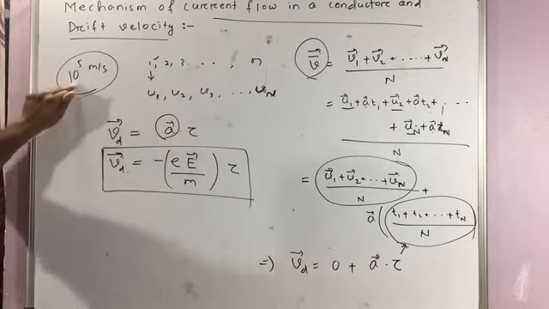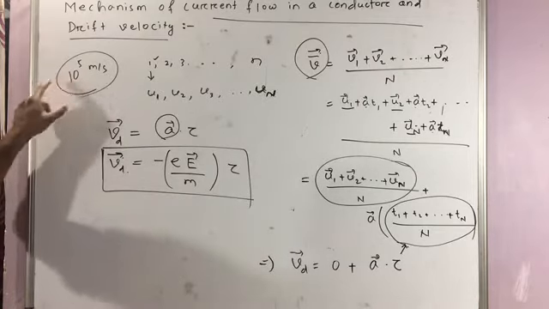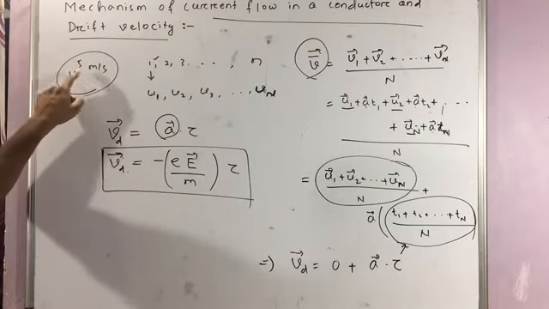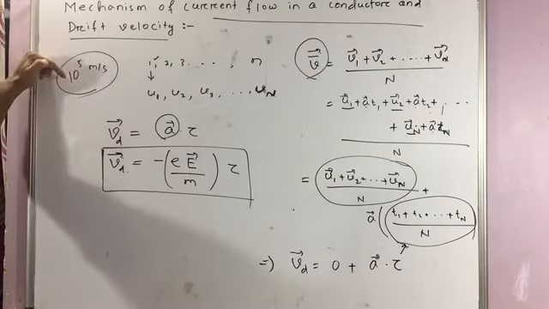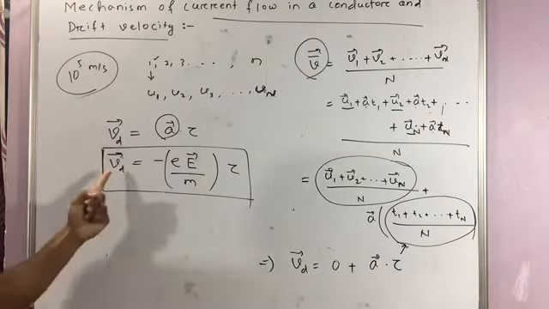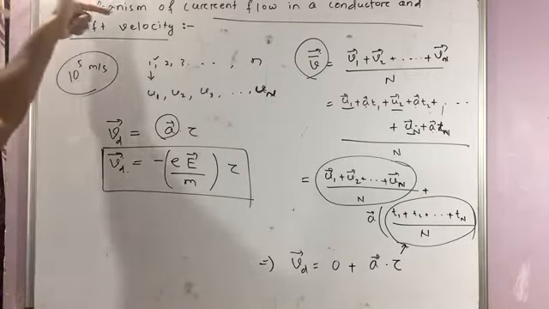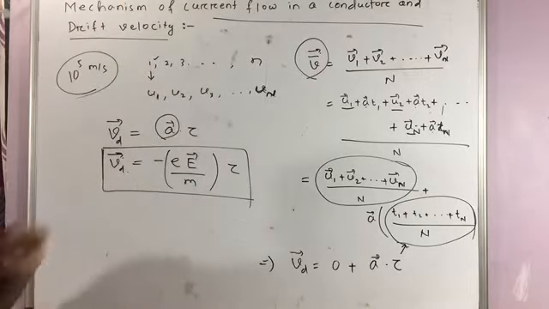But this is not the thermal velocity. The thermal motion is not constituting the electric current. So the drift velocity is responsible for the current flow inside a conductor.